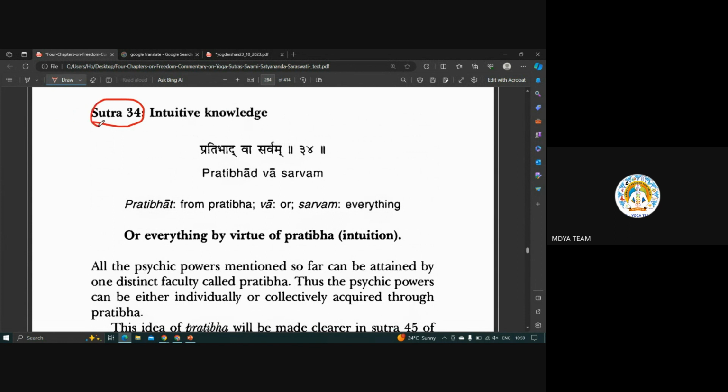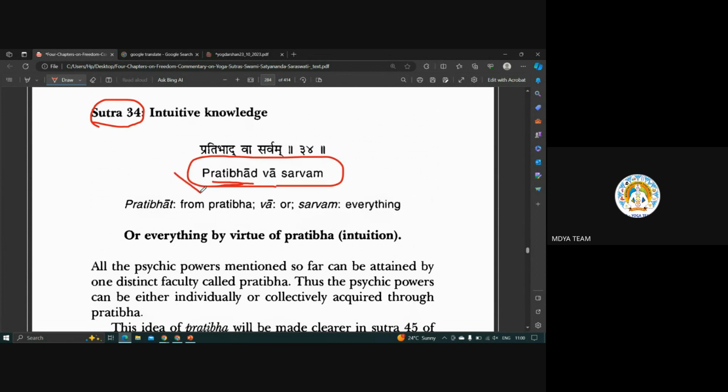Sutra number 33. How can a yogi get all kinds of knowledge? It is like the Viveka-khyati, not exactly, but equal to Viveka-khyati. That is the Pratibha Siddhi. Pratibhad va sarvam.